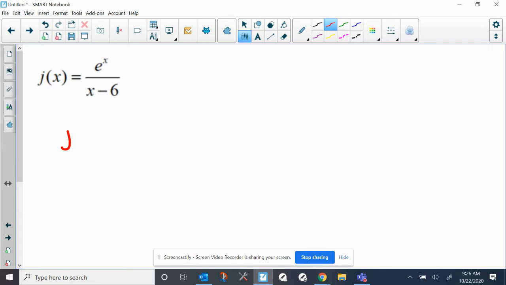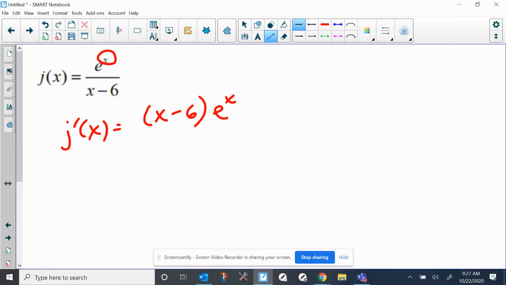So the j prime of x will equal the bottom, x minus 6, times the derivative of the top. The derivative of e to the x is just e to the x. If you're thinking about chain rule, then your u would be x, and then your u prime would just be 1. So it'd be e to the x times 1. So there's no need for that.